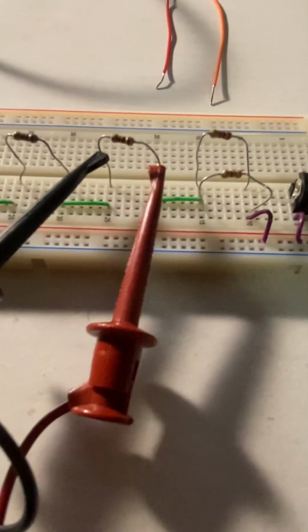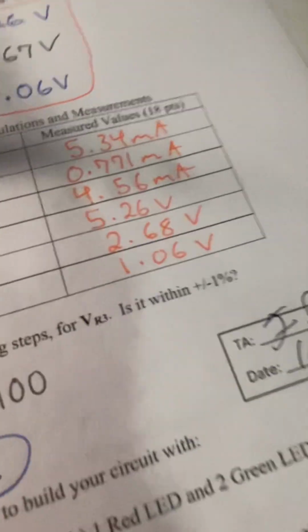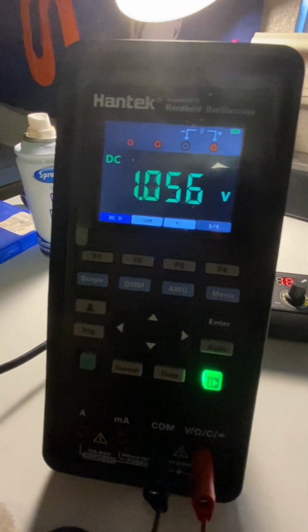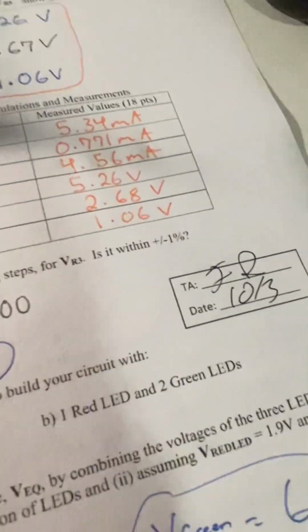Top of the circuit. I swear it works on the ones that I don't. Oh, that's why. So here, voltage at resistor 3 is 5.26. We get 5.26, and we also get that in the multimeter. Then I'll do the last voltage. You get 1.056 for our last voltage, and here we get the same answer.